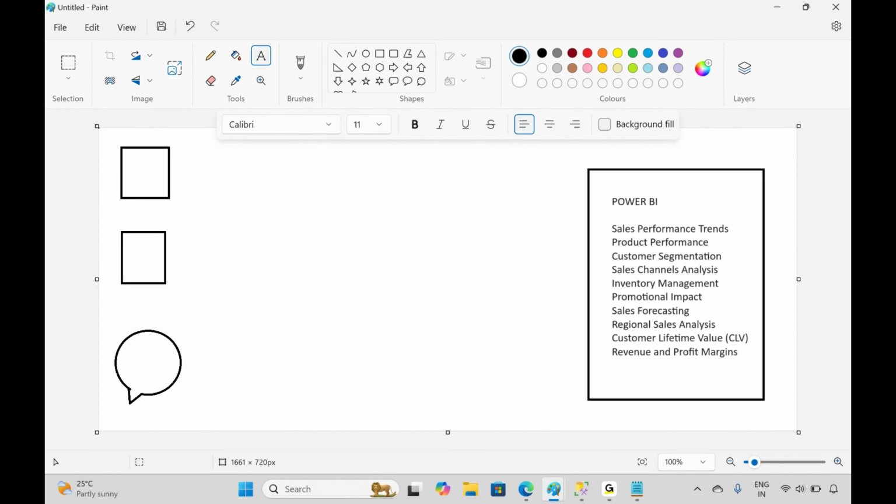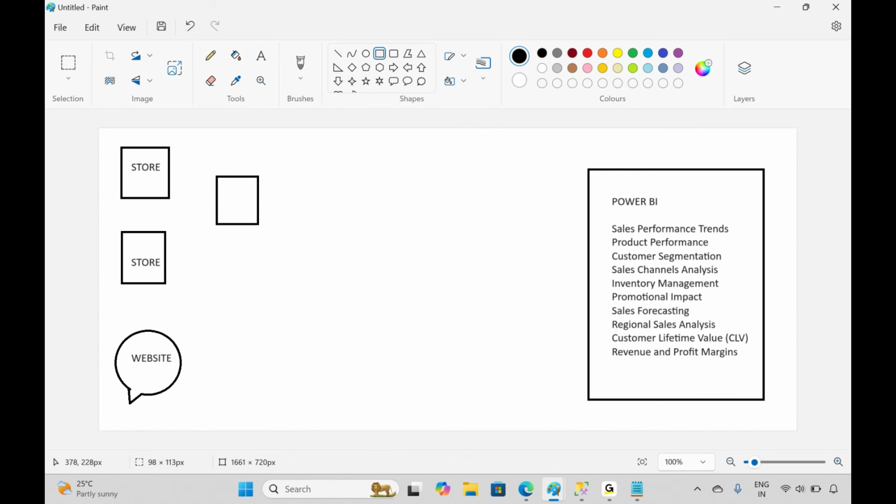Physical store. This is another store. Website. Where is the data going to be stored? That is going to be stored in the backend somewhere. It might be a database, or it might be a file system. It might be an Oracle database.